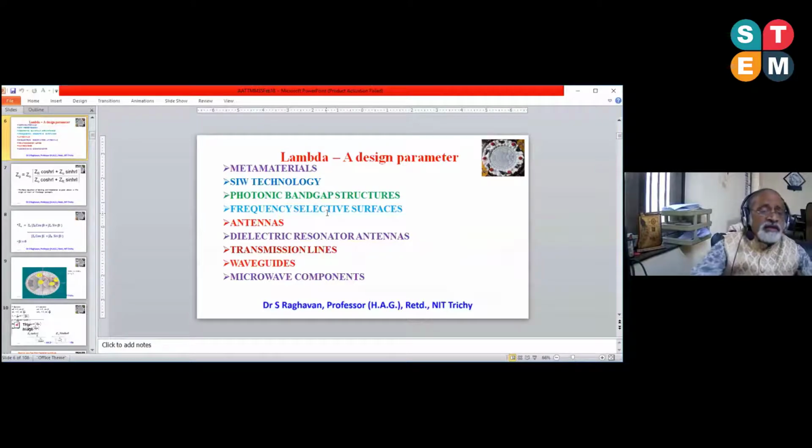Otherwise, see, there are these are the materials. One is meta material, SIW technology, photonic band gap, PPG, EPG, then FSS. FSS is the hottest field today. Then antennas, DRA, transmission lines, waveguide, microwave components.